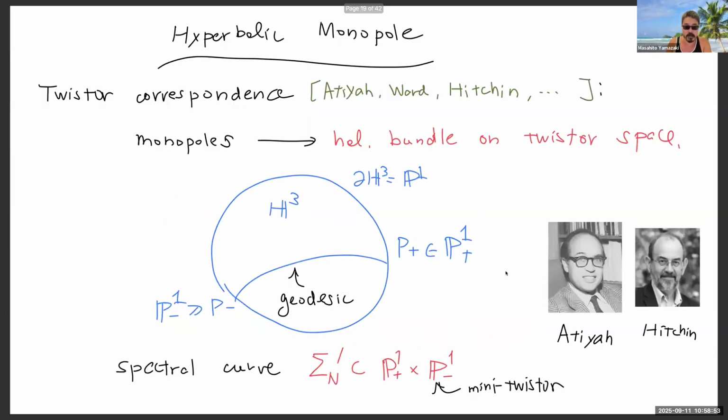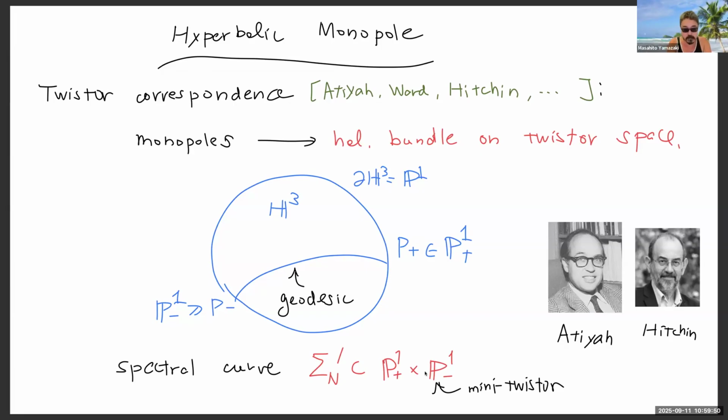But you get a curve inside P1 times P1. Now, on the other side of the correspondence, we study monopoles in hyperbolic space, H3. In the discussion of monopoles, there is a so-called twistor correspondence going back to the work of Roger Penrose. What it says is that if you want to study monopoles on H3, the hyperbolic space, you should go to the twistor space, or in this case, more precisely, the so-called mini-twistor space. And you should consider holomorphic bundles on the mini-twistor space. Hitchin observed this originally for R3, and then people generalized it to H3. For the H3 case, it turns out that the twistor space in question is P1 times P1. It's called a mini-twistor space.